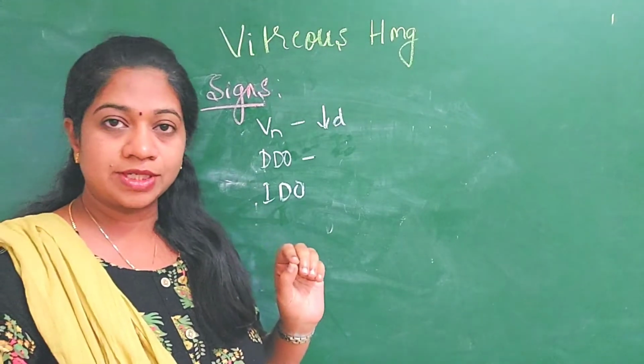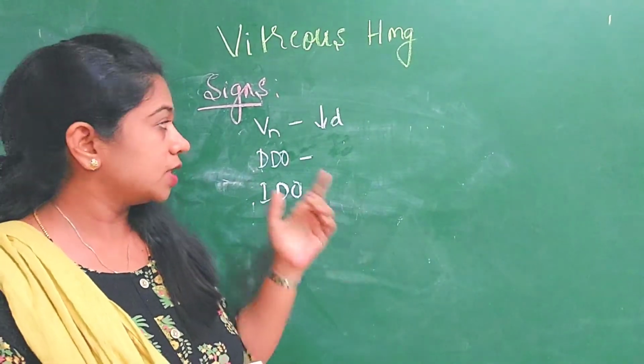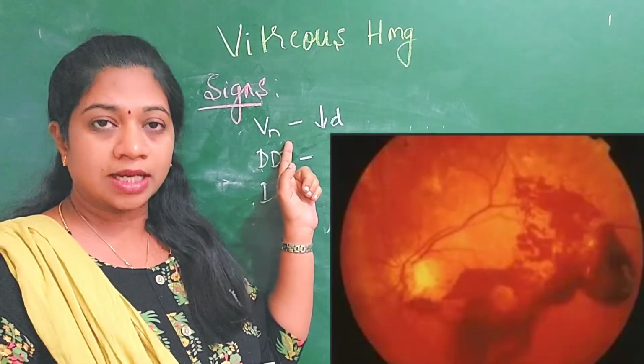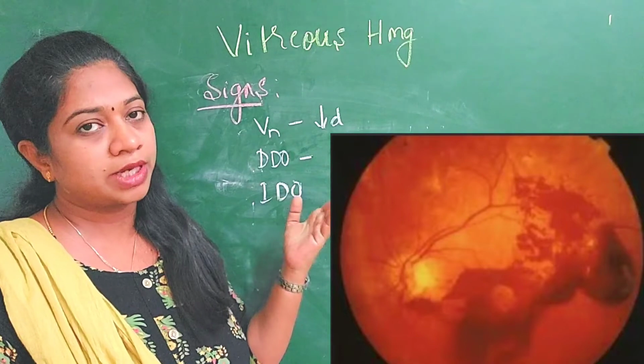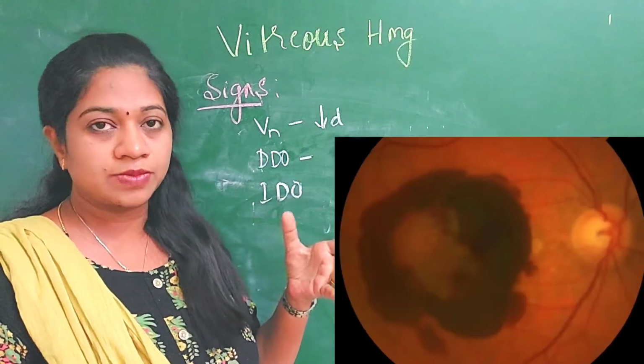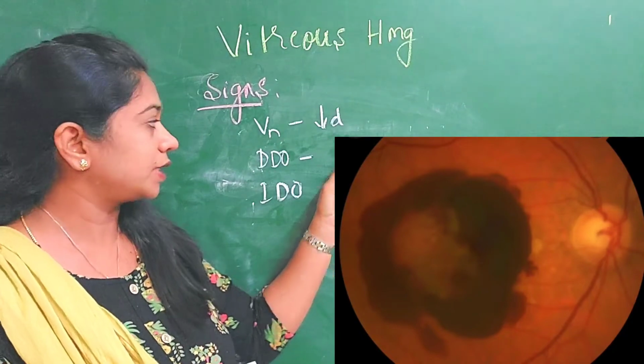What are the signs of vitreous hemorrhage? That also depends upon the amount of vitreous hemorrhage and where the hemorrhage is. So if the hemorrhage is very large or filling the vitreous cavity, then there is a decrease in vision. Otherwise, the patient may have good vision, but the symptoms of floaters will be present. So the vision can vary, okay, depending upon the vitreous hemorrhage.